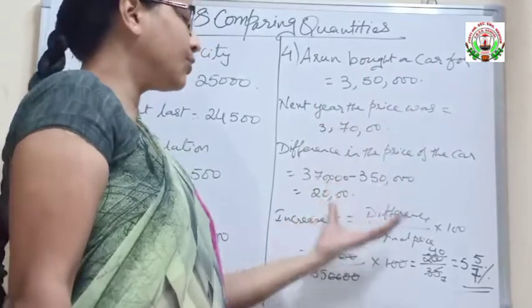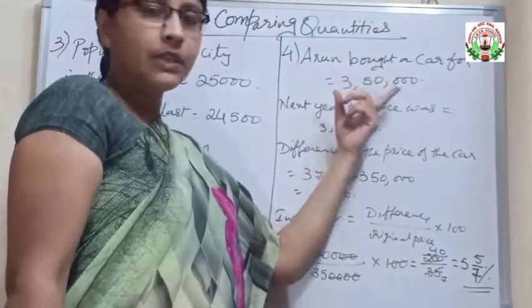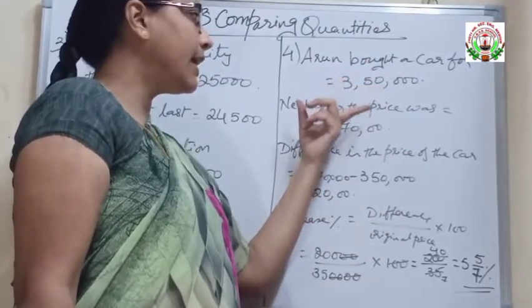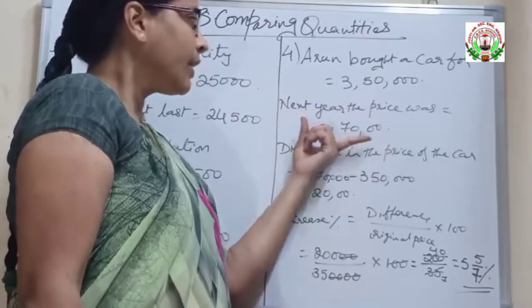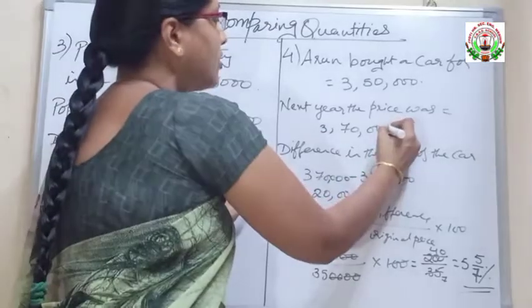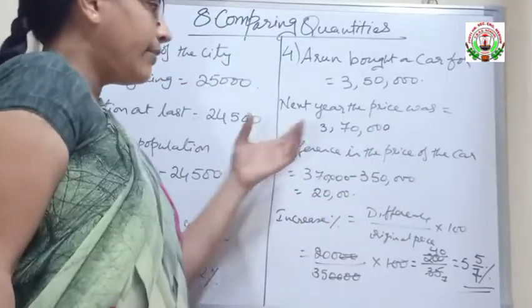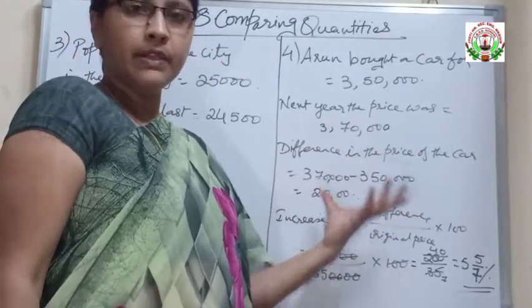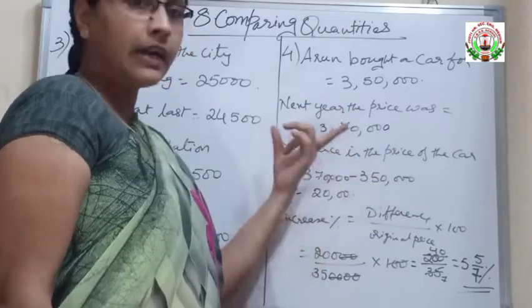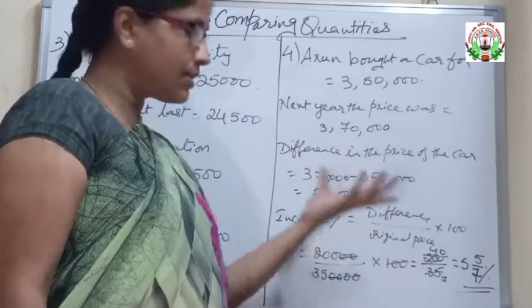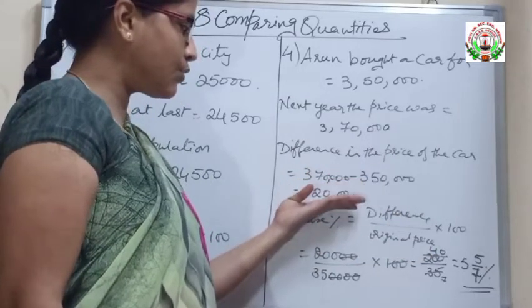See in the fourth question they have given Arun has bought the car for this much and next year the price has increased for this much, and we have to find the percent in increase. So I have taken out the difference in the price of the car now and in the next year. So here I got it as 20,000.